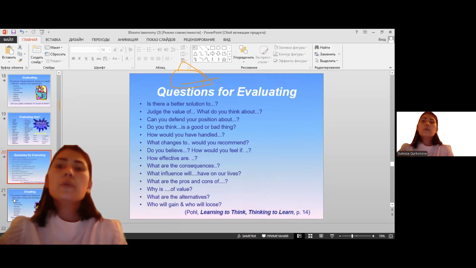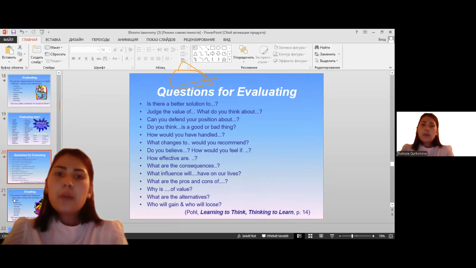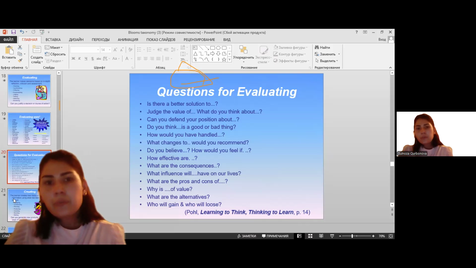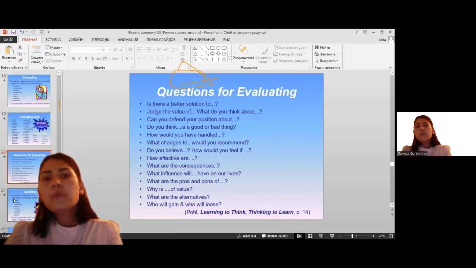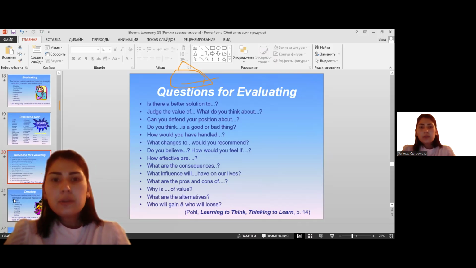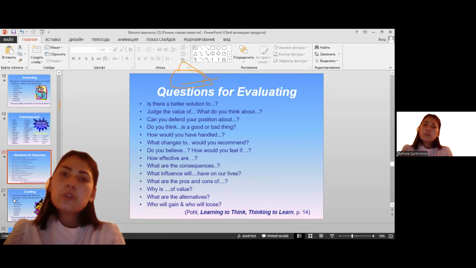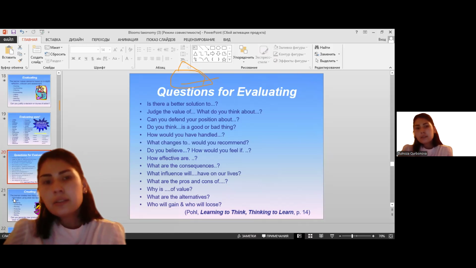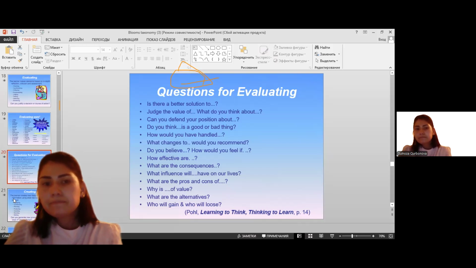Questions for evaluating. Is there a better solution to this? Judge the value of this. What do you think about it? Can you define your position about this? Do you think it is a good or bad thing? Here you may add your own question. How would you have handled this? What changes would you recommend? Do you believe it? How would you feel if this happened?